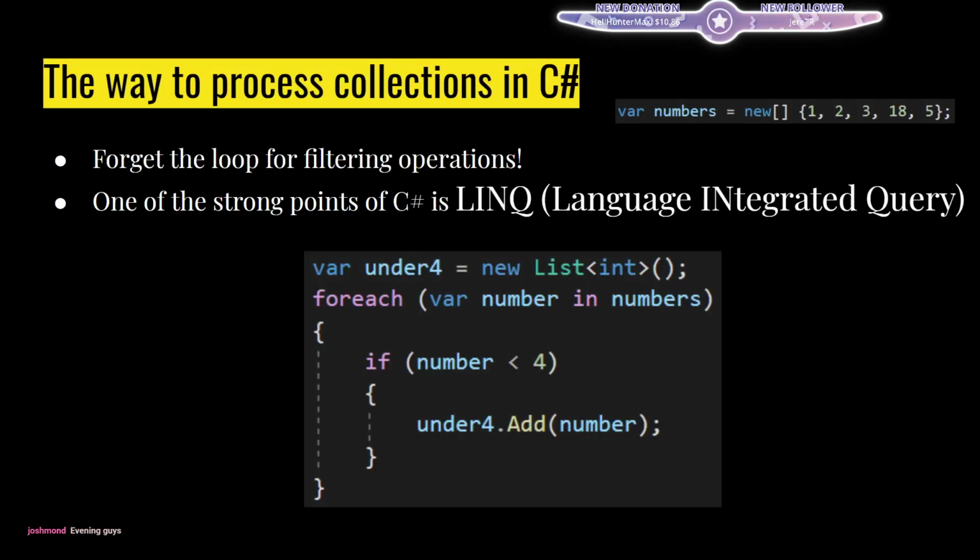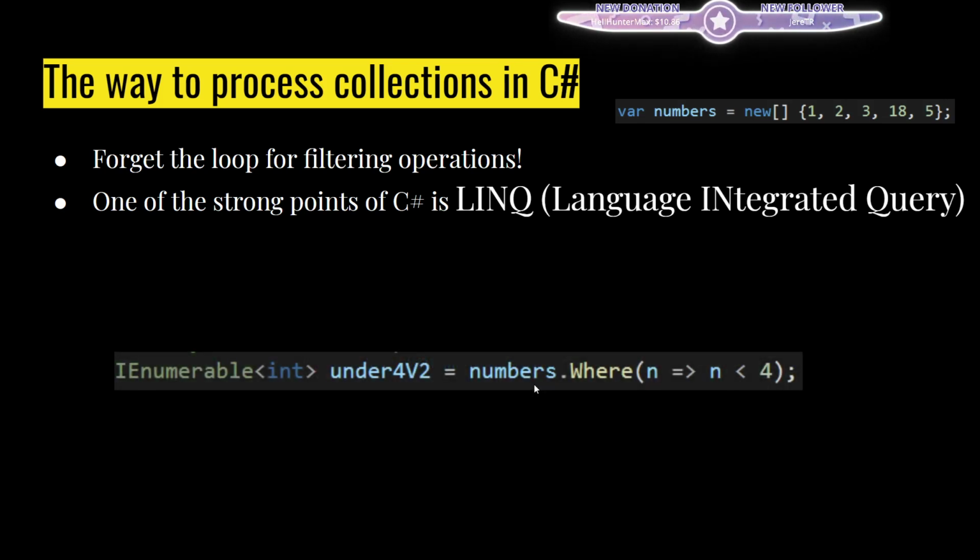So, extension methods. Imagine we have an array of numbers: 1, 2, 3, 18, and 5. And we wanted to know all numbers that are less than 4. So what would we do? We would quickly make a foreach loop, create a list, have our results stored, and run it. Here you go, it's done. Well, there is a better way to do it in C#. In one line of code.